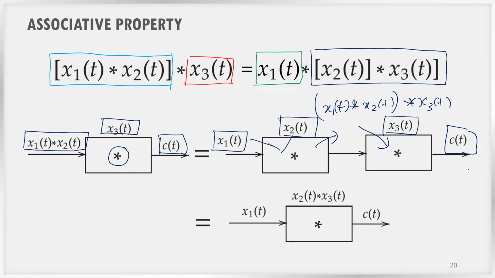Also, this can be obtained in another way. You give x1 of t as the input signal to a system whose system response is x2 of t convolution x3 of t, and you perform the convolution. Then you will obtain C of t, that is x1 of t convolution x2 of t convolution x3 of t, right? So you will get the same C of t in three different ways. This is what the associative property says.